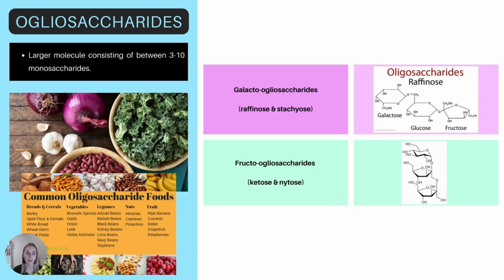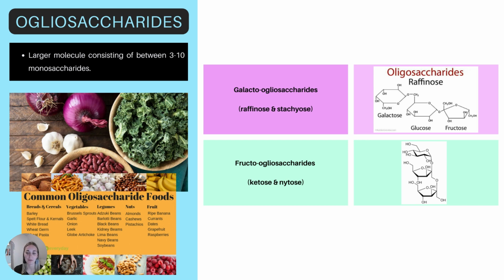Oligosaccharides. Oligosaccharides are larger molecules consisting of between 3 to 10 monosaccharides. I'm not going to go into too much detail about oligosaccharides. We'll talk about them more when we look at resistant starch carbohydrates. But oligosaccharides are found in your breads and cereals, your vegetables, your legumes, nuts, and some fruit. Remember, whilst they are a complex sugar, it's between 3 to 10 monosaccharides. So they will take a little bit longer to break down, but are not as complex as polysaccharides.